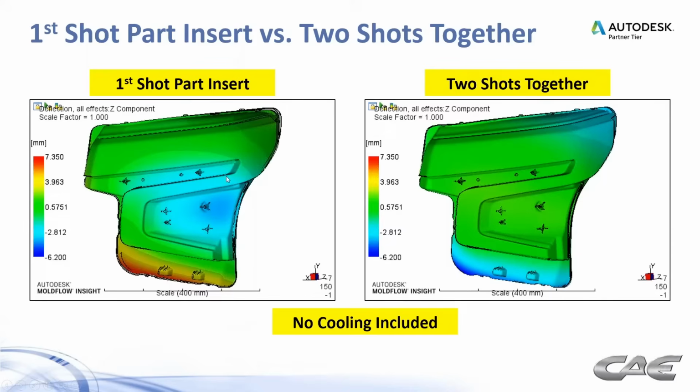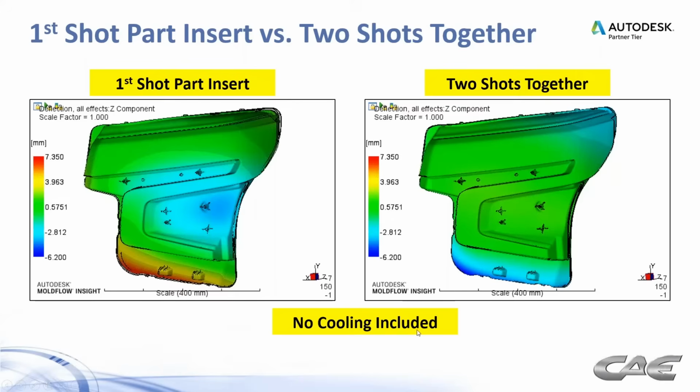So I'm inclined to go with the two shots together, and there's still discussion among a lot of clients that we have out there as to which way is actually giving us more robust results. But ideally, you want to be able to put things together, have the residual stresses transfer over from the first shot to the second shot, as well as the heat transfer, and have it all in one big happy model here.